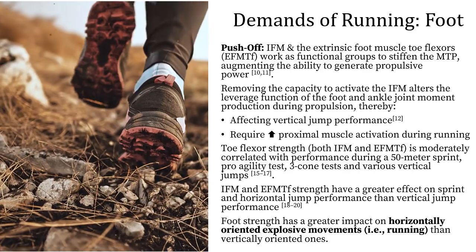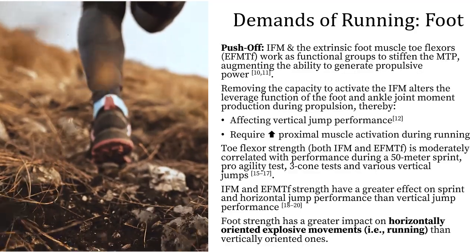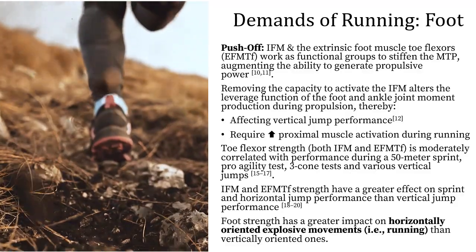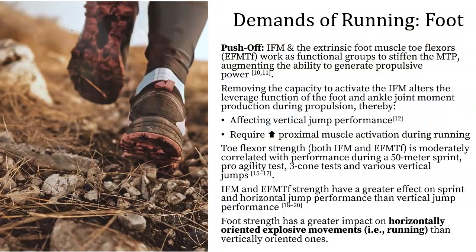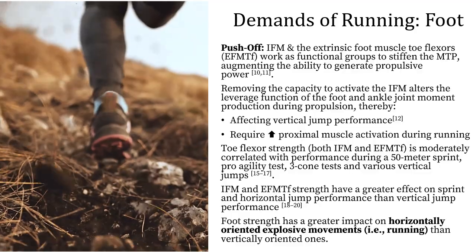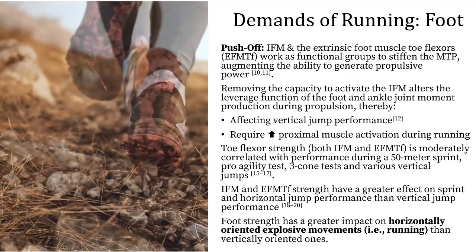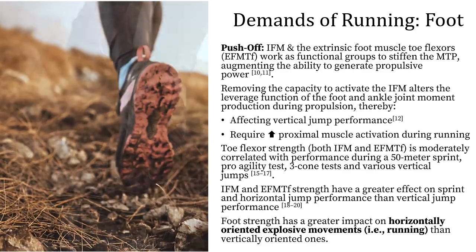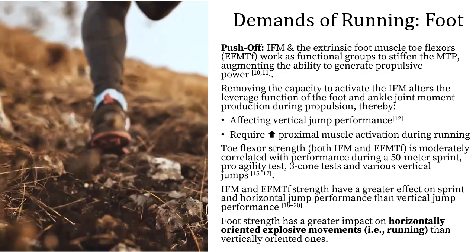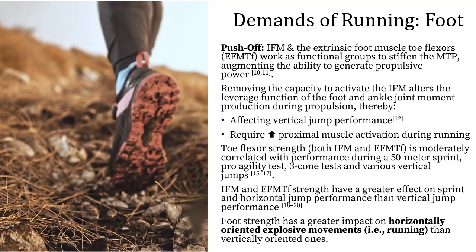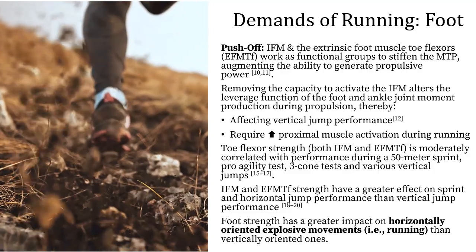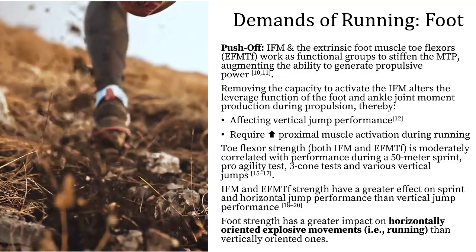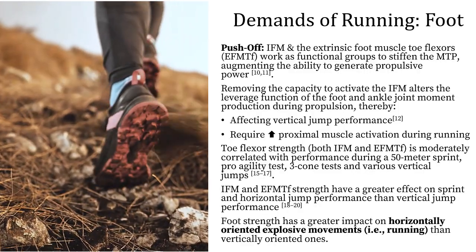Removing the capacity to activate the intrinsic foot muscles alters the leveraging function of the foot and ankle joint muscles that are used for the production of forward propulsion, thereby affecting vertical jump performance and also requiring increased proximal muscle activation during running. Toe flexor strength, both the intrinsic and extrinsic foot muscles, is moderately correlated with performance during a 50-meter sprint, pro agility tests, three-cone testing, and various vertical jumps. Both muscles, intrinsic and extrinsic to the foot, have a greater effect on sprinting and horizontal jump performance than vertical jump performance, and foot strength has a greater impact on horizontally oriented explosive movements, i.e. running, than on vertically oriented ones, such as the vertical ground reaction force when doing a vertical jump and or land.